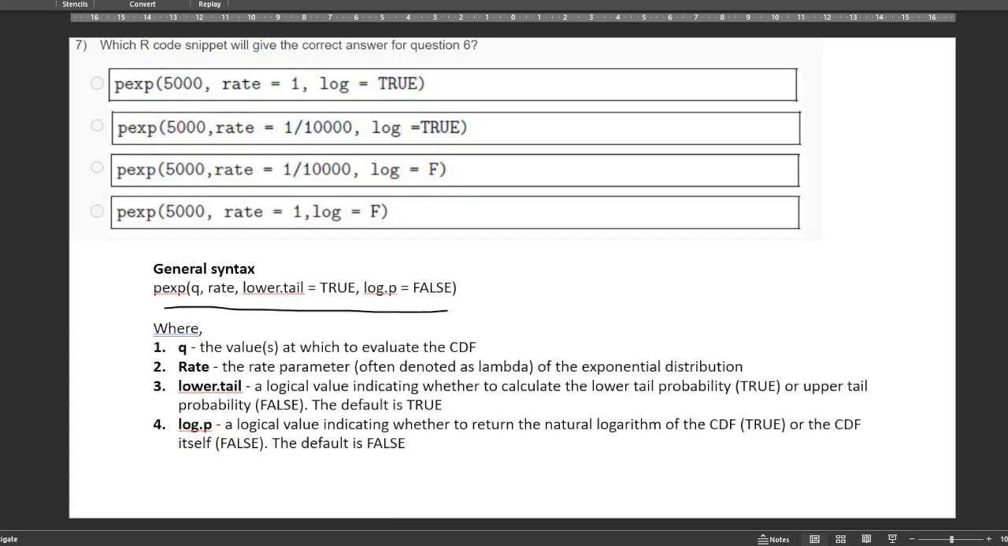Then, yeah, we don't want it in a log plot. We just want it in a plain CDF. So log is false or F, whatever you give. So which one is correct means this is C.